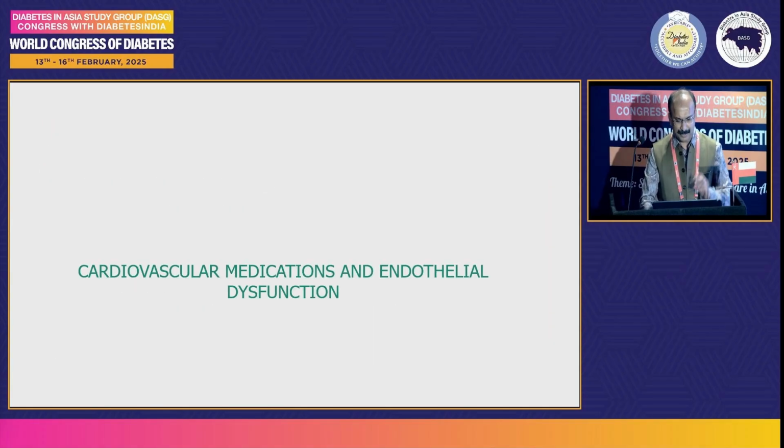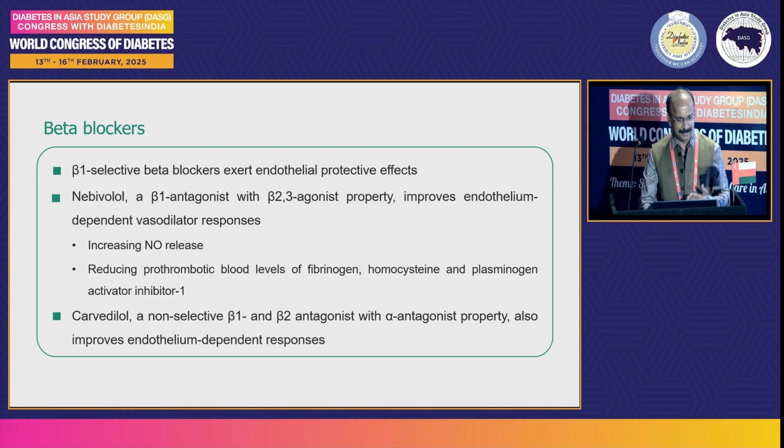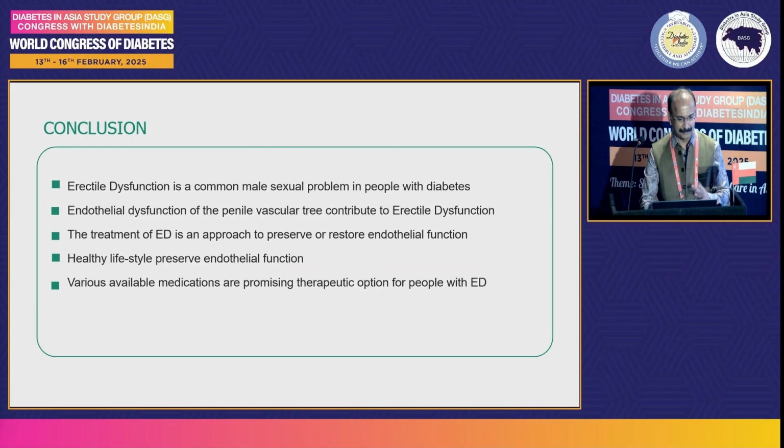And cardiovascular medications like ACE inhibitors, ARBs, various antioxidants like vitamin C, N-acetylcysteine, beta-1 selective beta blockers like nebivolol, and calcium channel blockers and statins also improve endothelial function. So erectile dysfunction is a common male sexual problem in people with diabetes. Healthy lifestyle preserves the endothelial function, and various available medications are promising therapeutic options for people with erectile dysfunction.